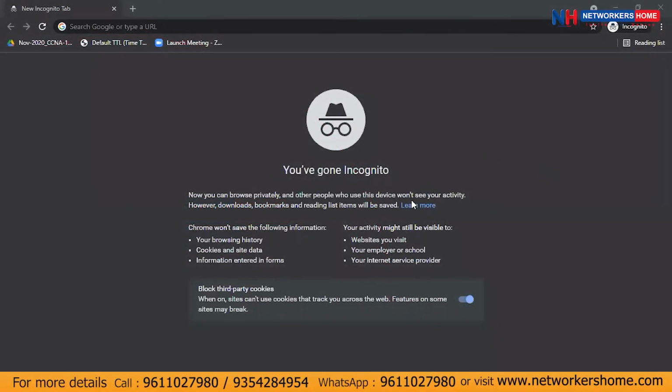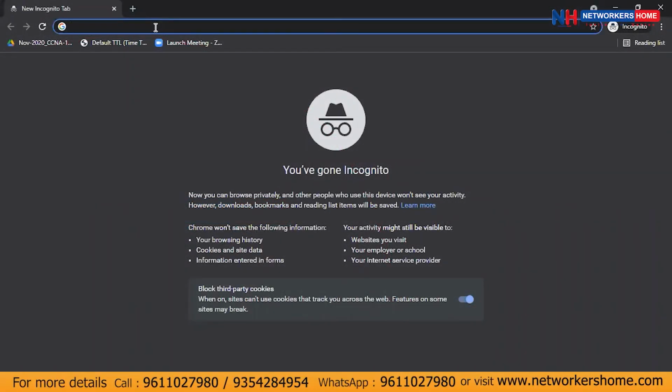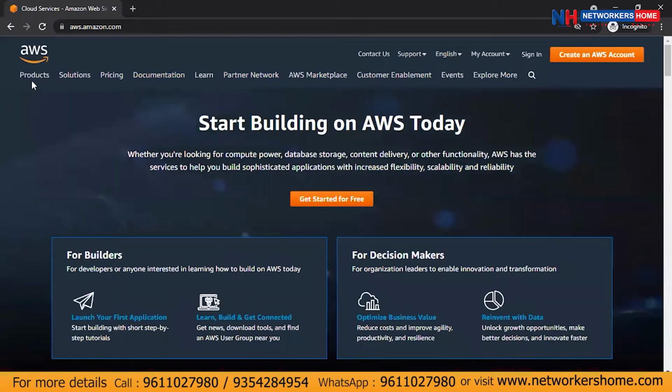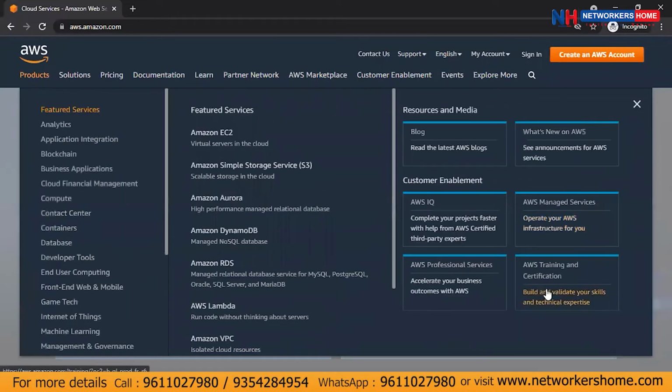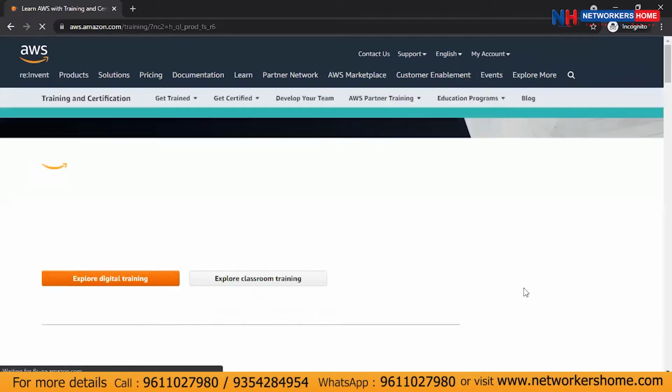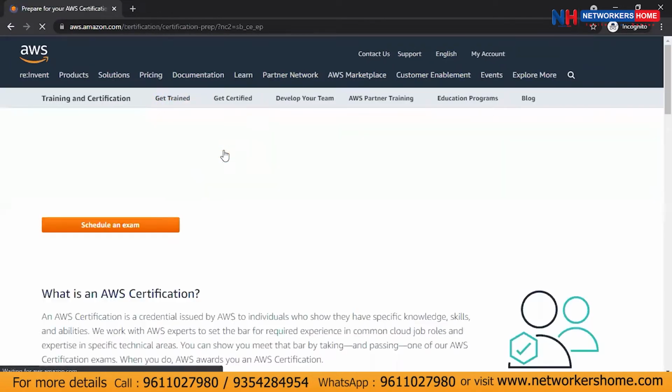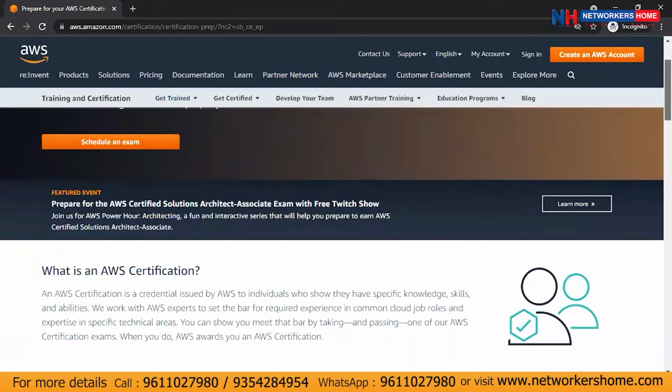Okay, so first of all, let's have a look at the exam blueprint. So we navigate to aws.amazon.com and we navigate to products, AWS training and certification, and get certified, and we'll click on prepare for an exam. And where we find AWS security.